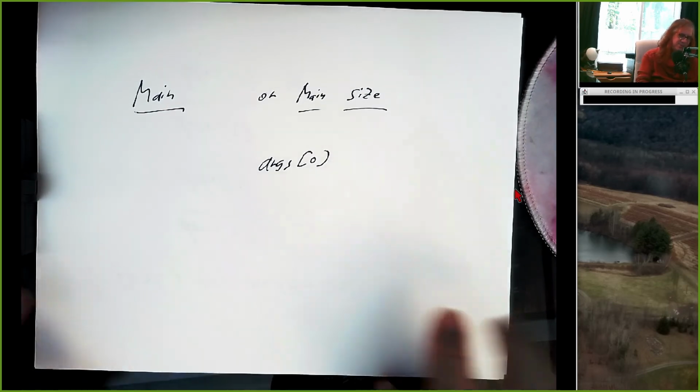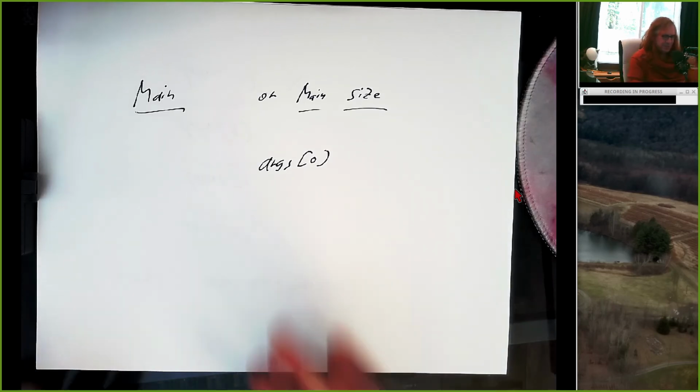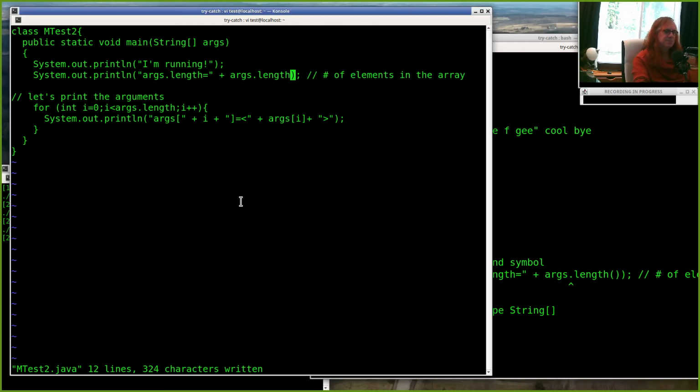So as usual, the order in which we do our checking has to be logical. Don't check something about args bracket 5 if you don't know that there's an args bracket 5 to check. So check your args.length and make sure it's at least 6 in that case. And if you try to do something with this and it doesn't exist, you're going to get an out of bounds exception. Does that make sense? That makes sense. Cool.